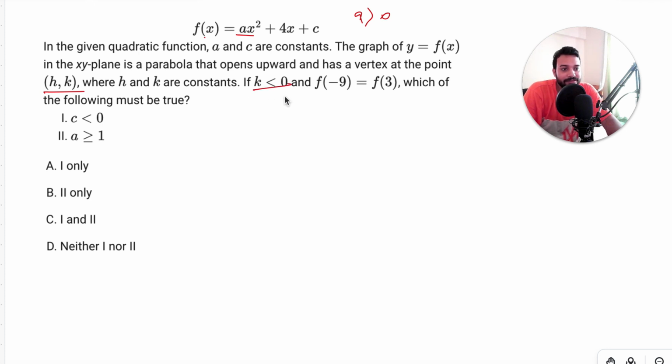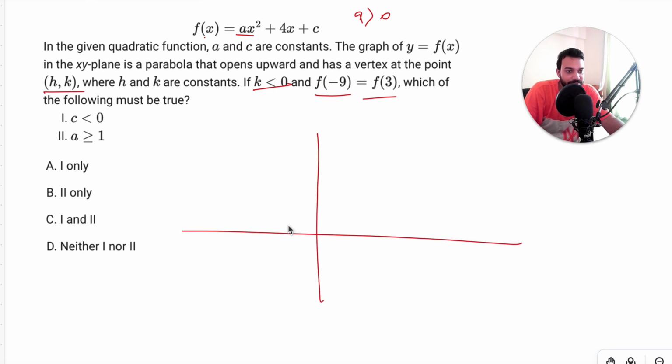If k is less than 0, they've already told us k is less than 0, f of negative 9 and f of 3 are equal. So this just reinforces our concept that the quadratic function is symmetrical about the line passing through the vertex. So let's see the graph and visualize this. They're saying f of negative 9 is equal to f of 3. We can take it somewhat like this.